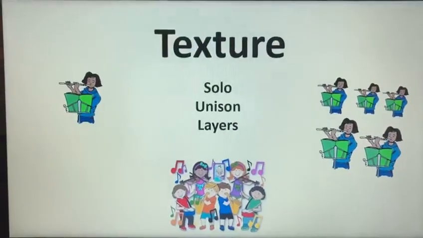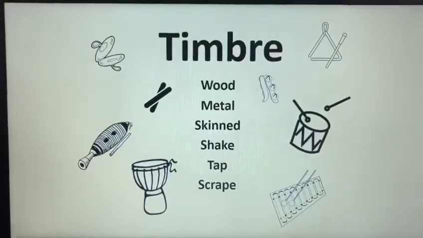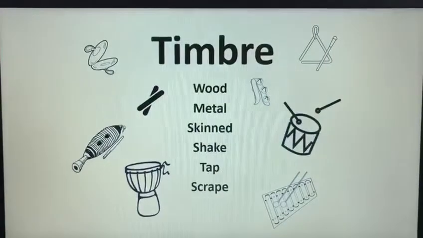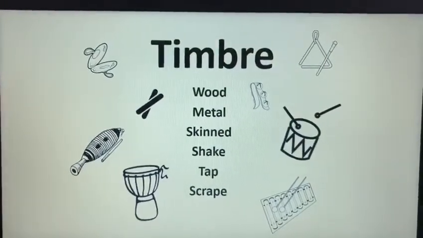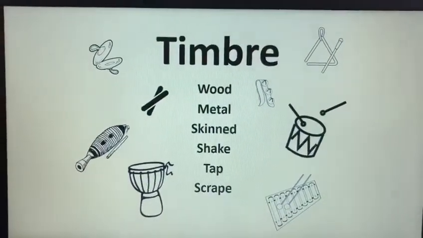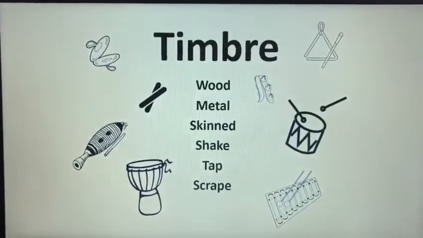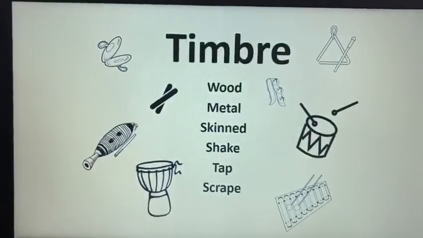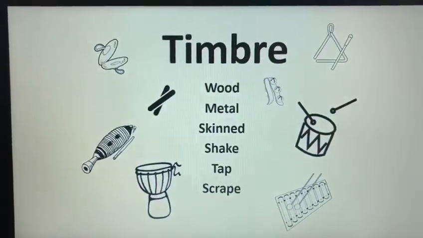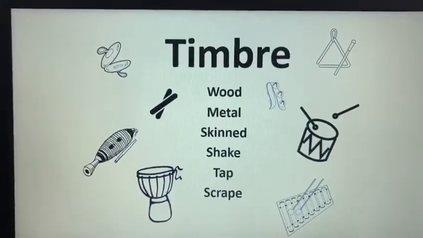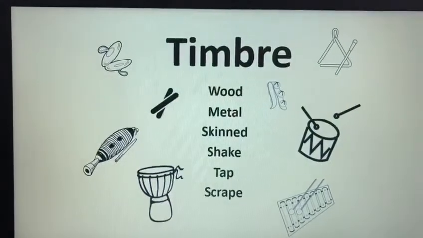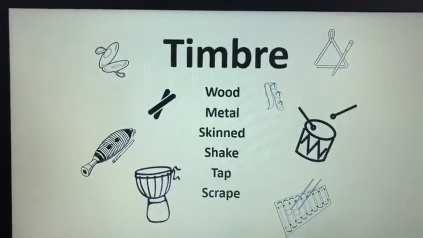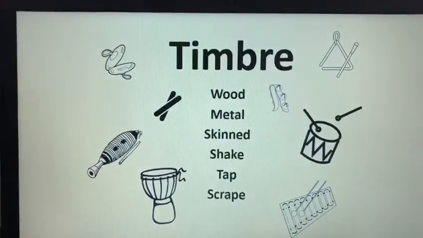And we also have timbre. Now timbre is how the piece of music actually sounds. So is it a wood sound? Is it a metal sound? Is the instrument being tapped or scraped or shaken? And it's all about the sounds and how they all fit together as well. So those are the 7 dimensions of music.